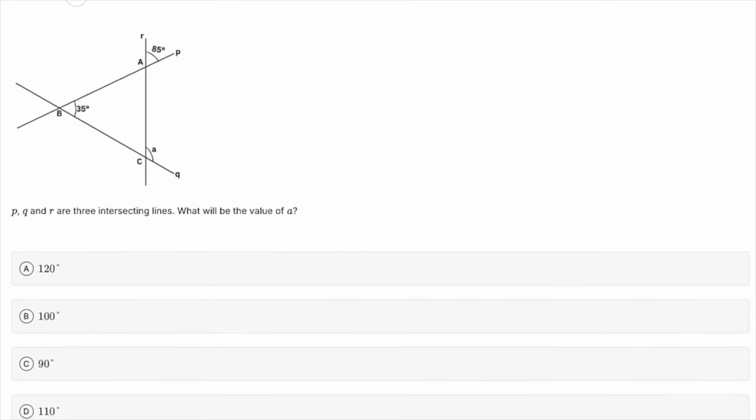We can use the exterior angle theorem for this one as well. So first of all, we need to know that this is a vertical angle. So this right here is also going to be 85. And then remember, the exterior angle theorem says any outside angle like this is going to be congruent to the two inside angles that are opposite it in a triangle. So 85 plus 35 is going to be 120.